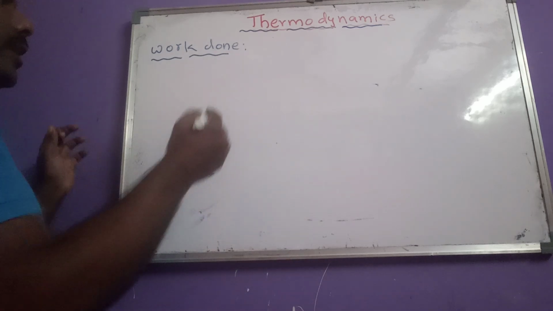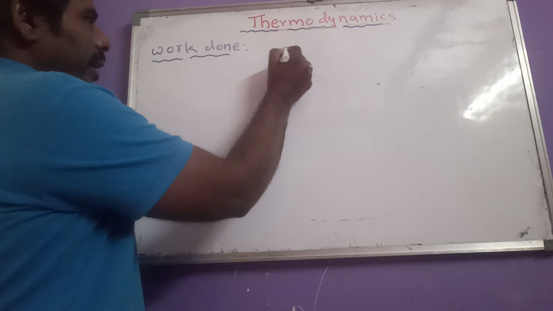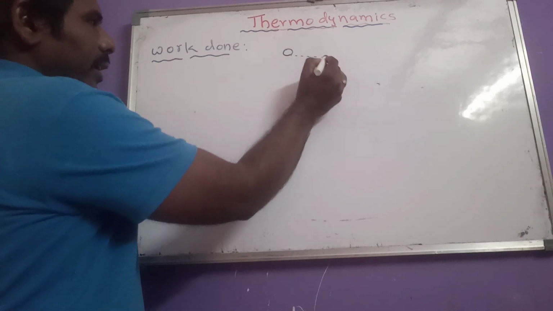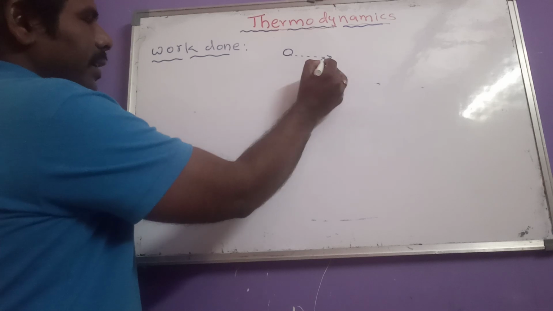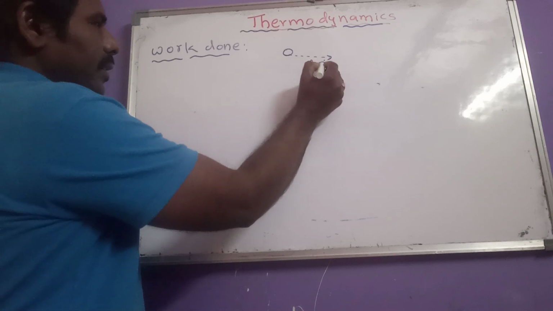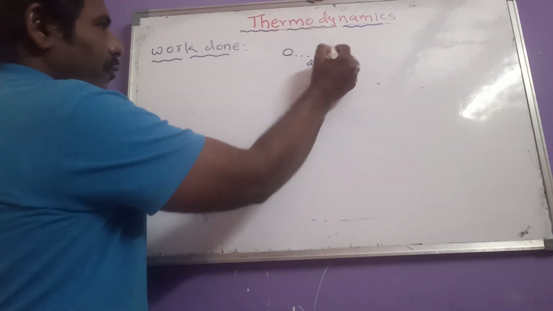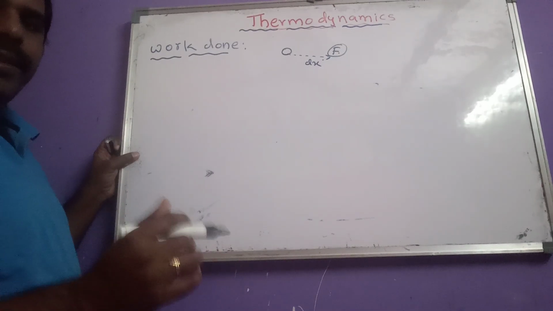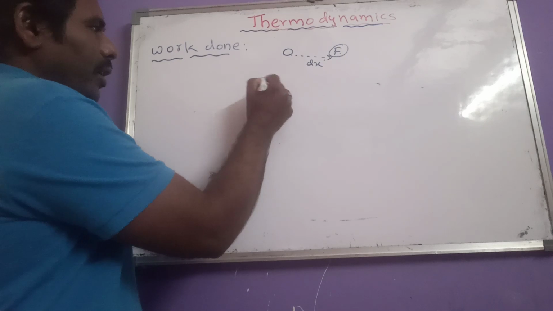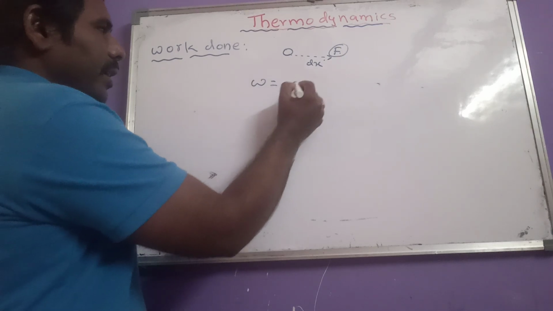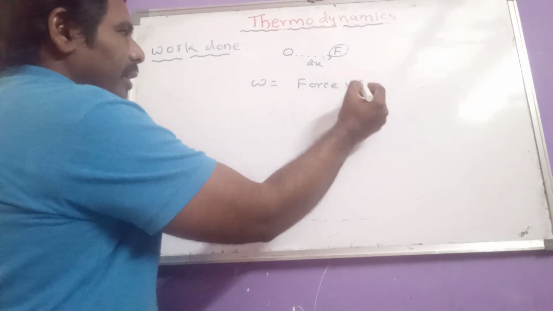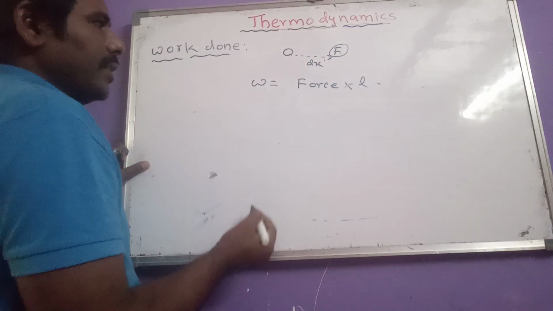So I repeat again here. Work is said to be done, for example, if any object is displaced through a distance dx against a force F, that is said to be work done. So now work done can be written as, against that force means force into the distance moved, L.